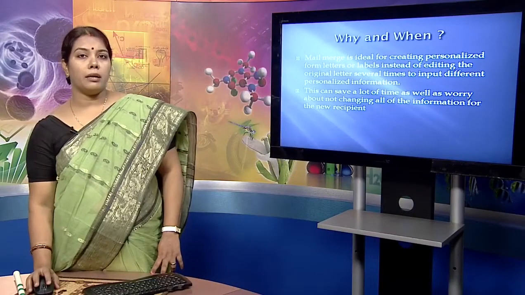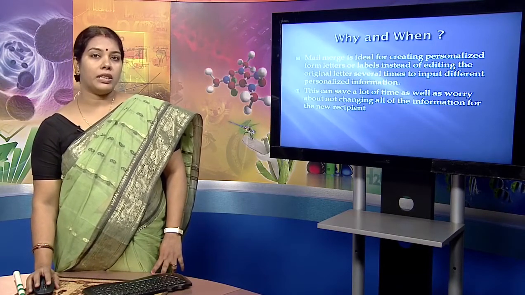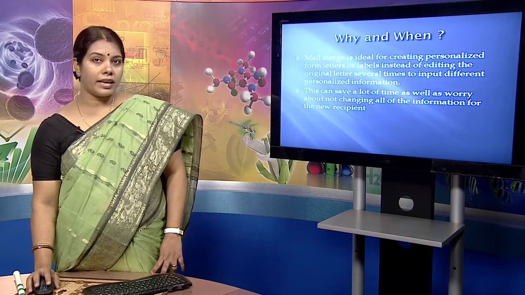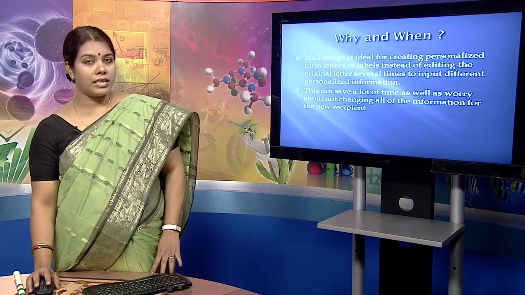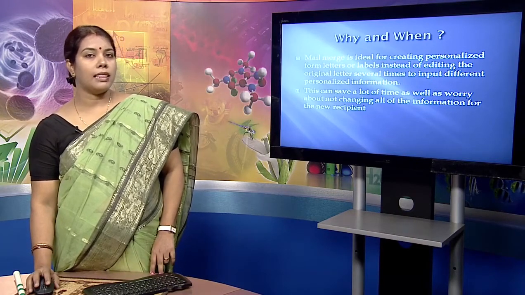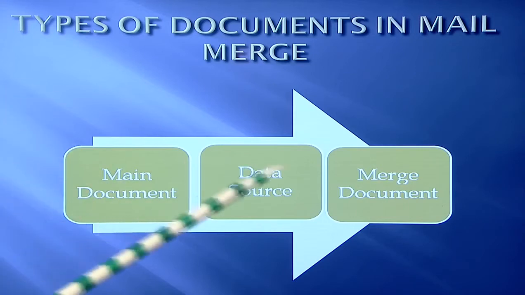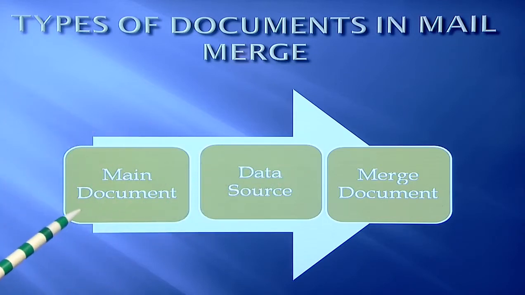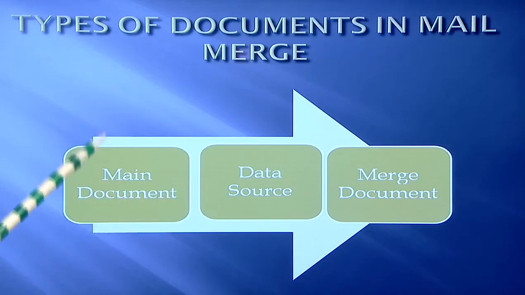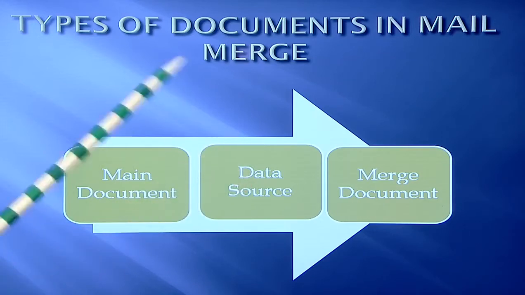In order to create a mail merge, you require two documents, a Word document and a file with the data or records. This file can take many forms such as an Excel spreadsheet, a database or even another Word document that has a table in it. The types of documents in mail merge are, as the arrow indicates, first a main document and a data source, and using the main document and the data source, I will create the merge document that will be the output of the mail merge.